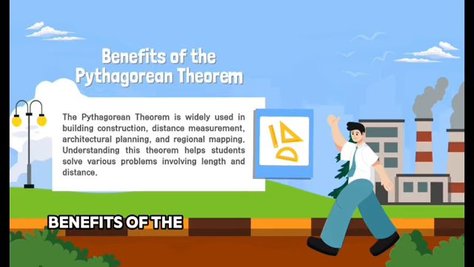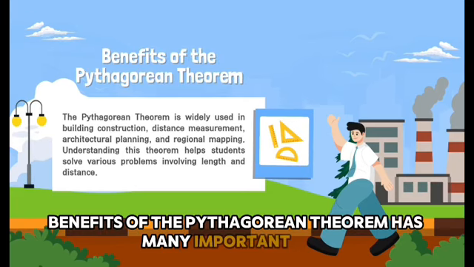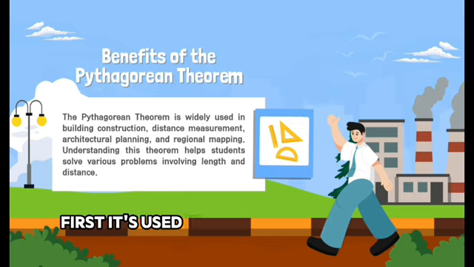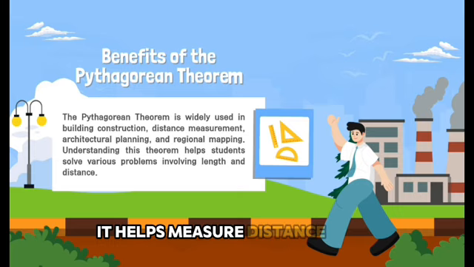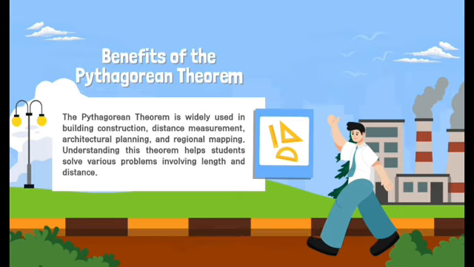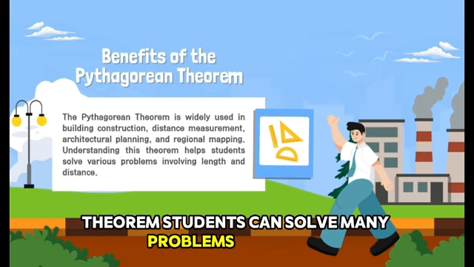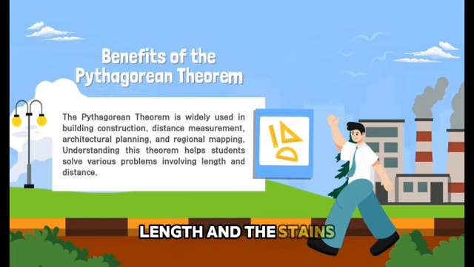The Pythagorean theorem has many important uses. First, it's used in building construction. Second, it helps measure distance. Third, it's useful in architecture. Fourth, it's also used in mapping different areas. By understanding this theorem, students can solve many problems involving length and distance.